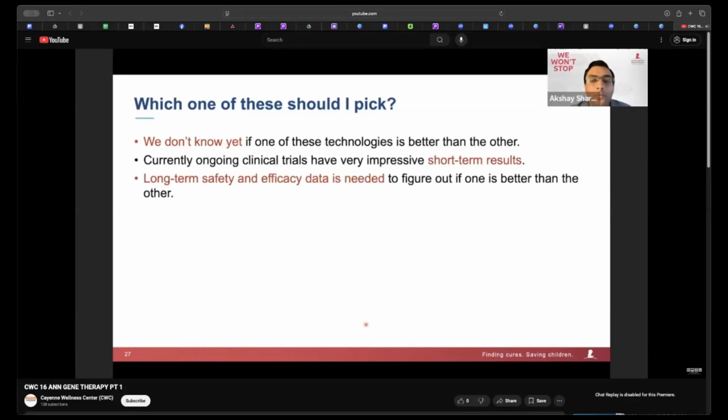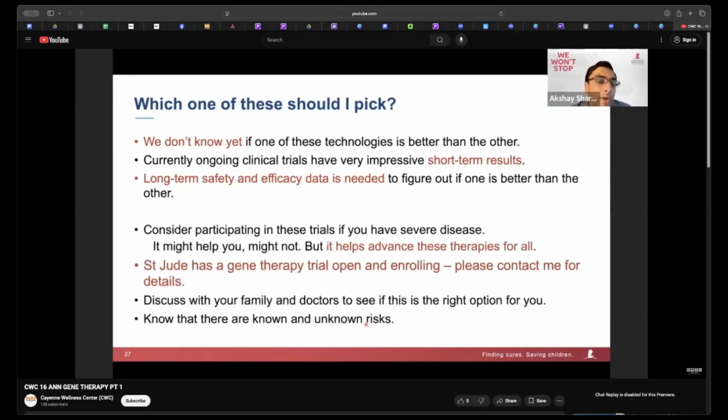Surely there are very impressive short-term results, 5 years, 6 years, but we don't know what the long-term safety and efficacy of these therapies is going to look like, whether one is going to be better than the other. So what I usually tell patients is if there is a trial available and you have severe disease, consider participating in that trial. It will probably help you, but at least it'll help advance these therapies for all other patients around you. And St. Jude does have a gene therapy trial, which is open and enrolling. So if you are interested, please contact me and surely discuss with your family and doctors to see if this is the right option for you.